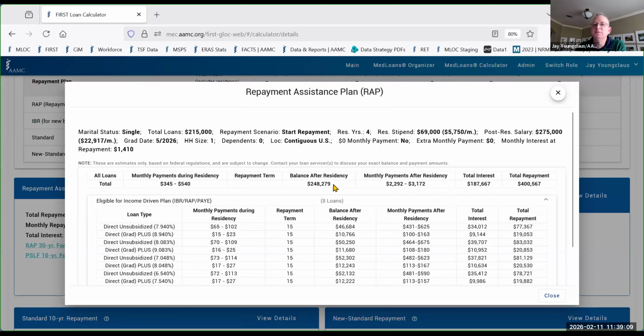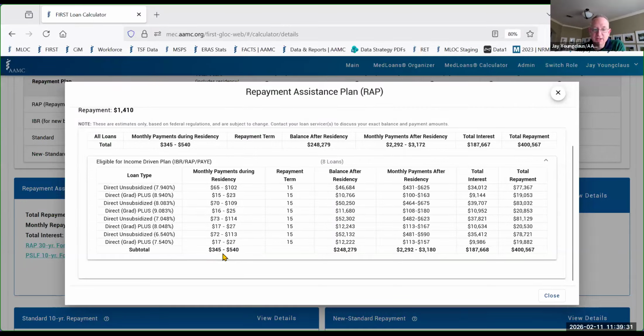I did want to pause on one thing about view details. This is really in the weeds, but it's helpful if you're one of the kinds of people that really wants to dig into the numbers and look at your own scenarios. This balance after residency here in the middle of the view details, that's telling you what it says. So in this case, we borrowed $215. You'll remember we had monthly interest of around $1,400 a month in residency, and we're making only a $345 payment. So that's about $1,100 of interest that would be accumulating.